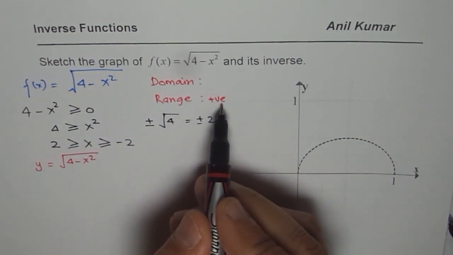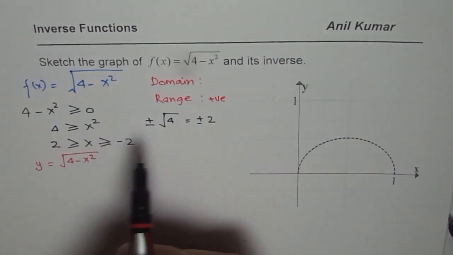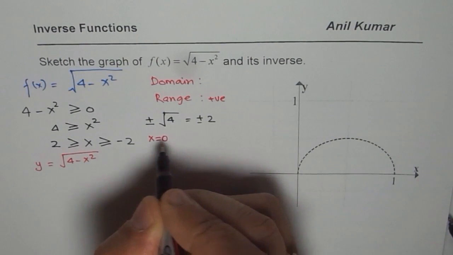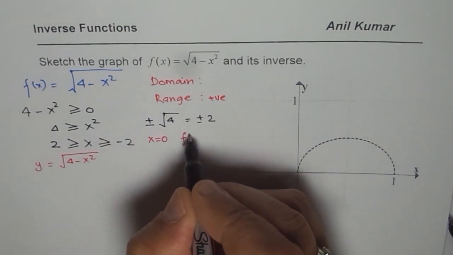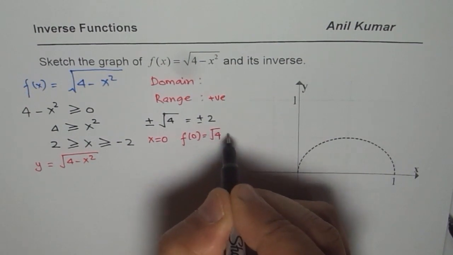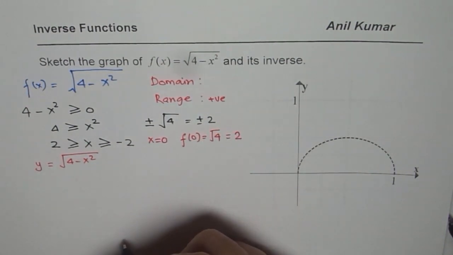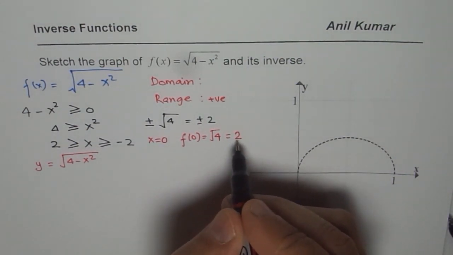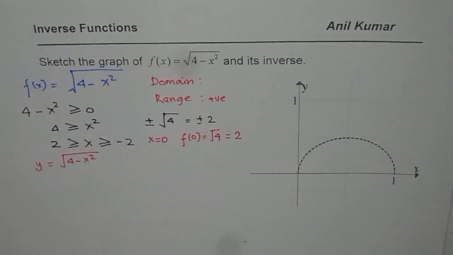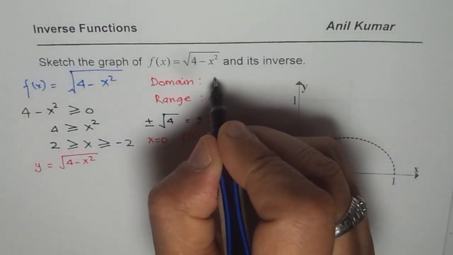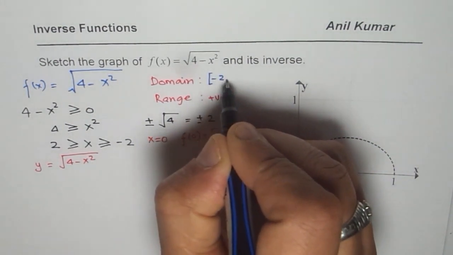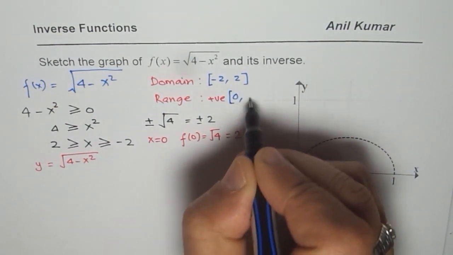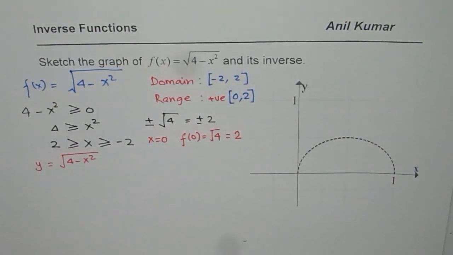We'll find the maximum also. The maximum is when x is 0, right? Okay, let me write down that also. So the range is positive and the maximum is when x equals 0. For x equals 0, we get f of 0 equals square root of 4, which is always positive, which is positive 2. So what we have got till now is that the domain of the function is between minus 2 and plus 2, and the range is between 0 and 2.